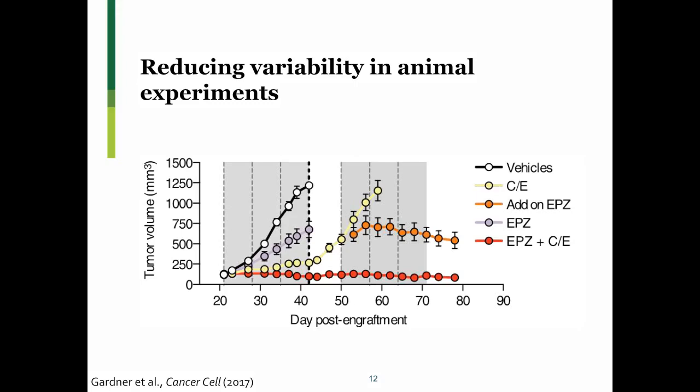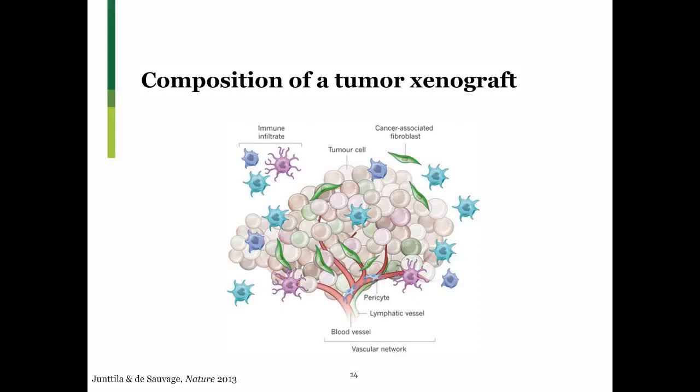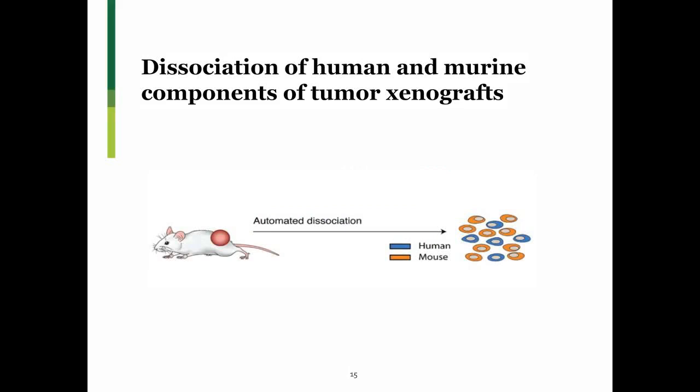The other application that we're finding for this dissociation is in quantitating the amount of mouse stromal cell contamination that there is, and actually doing some testing approaches to remove those contaminating cells. So I told you that the tumor xenograft is made up of a human cell component and a mouse cell component. What we wanted to do is take a xenograft from a mouse, perform automated dissociation, and then study these different components independently.